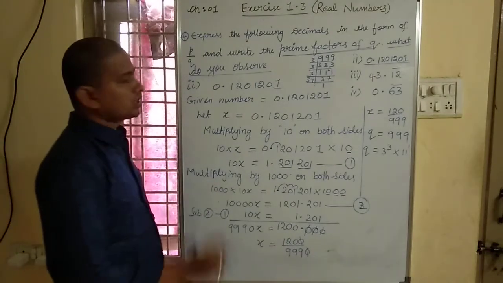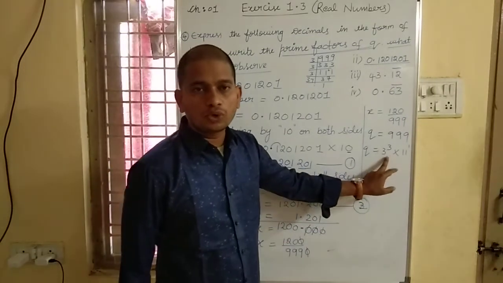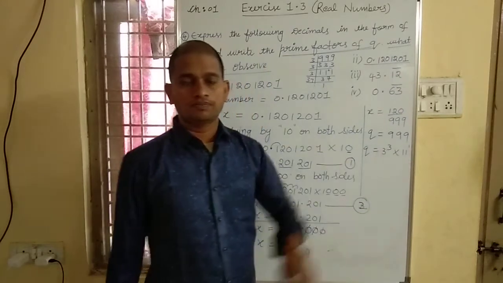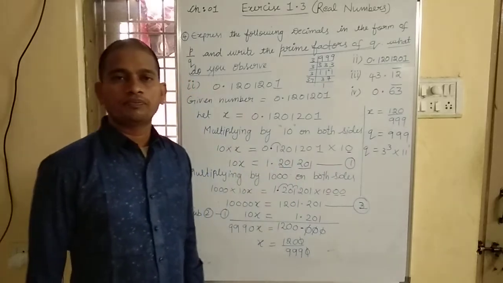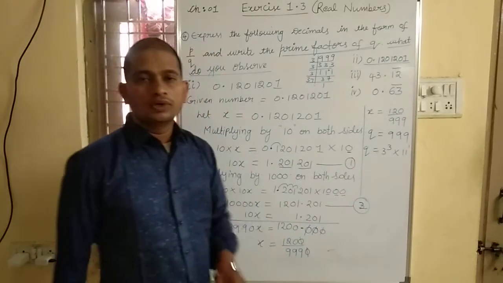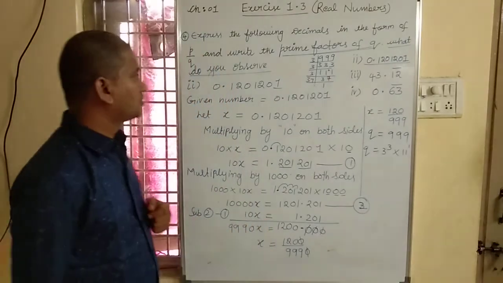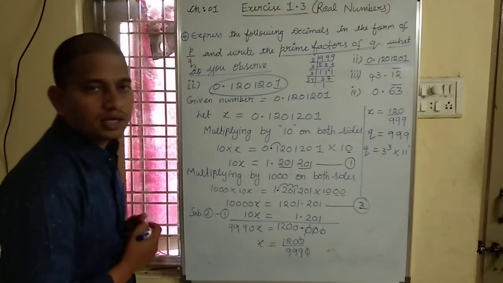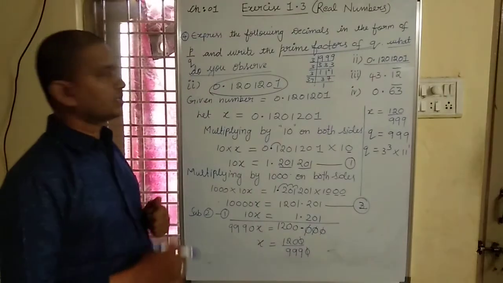And what do you observe? We observe that q is not in the form of 2 power n into 5 power m. Hence, what we observed is that 0.120121 is a non-terminating repeating decimal. Got it, my point? Yes.